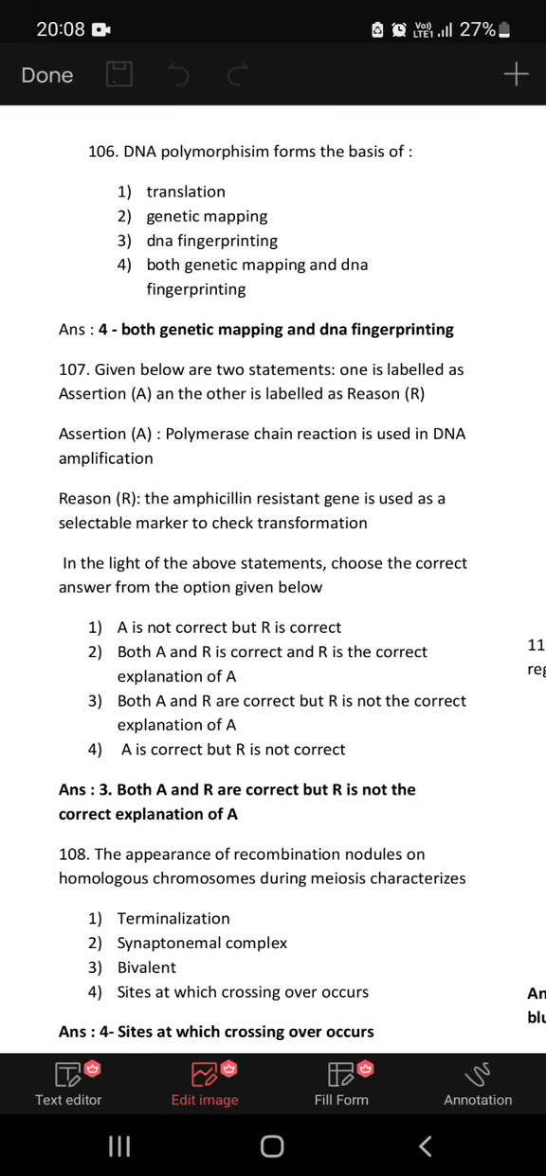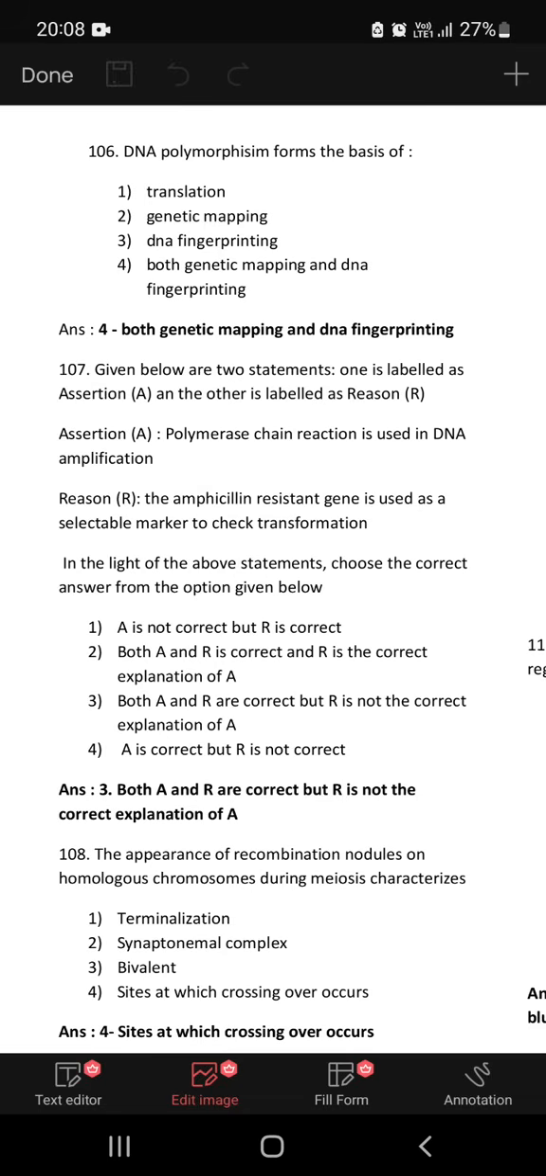Given below are two statements. One is labeled as assertion and the other is labeled as reason. So we have to find if the statements are correct. Assertion: Polymerase chain reaction is used in DNA amplification. Reason: The ampicillin resistant gene is used as a selectable marker to check transformation. So both the statements are correct, but reason is not the correct explanation for assertion.